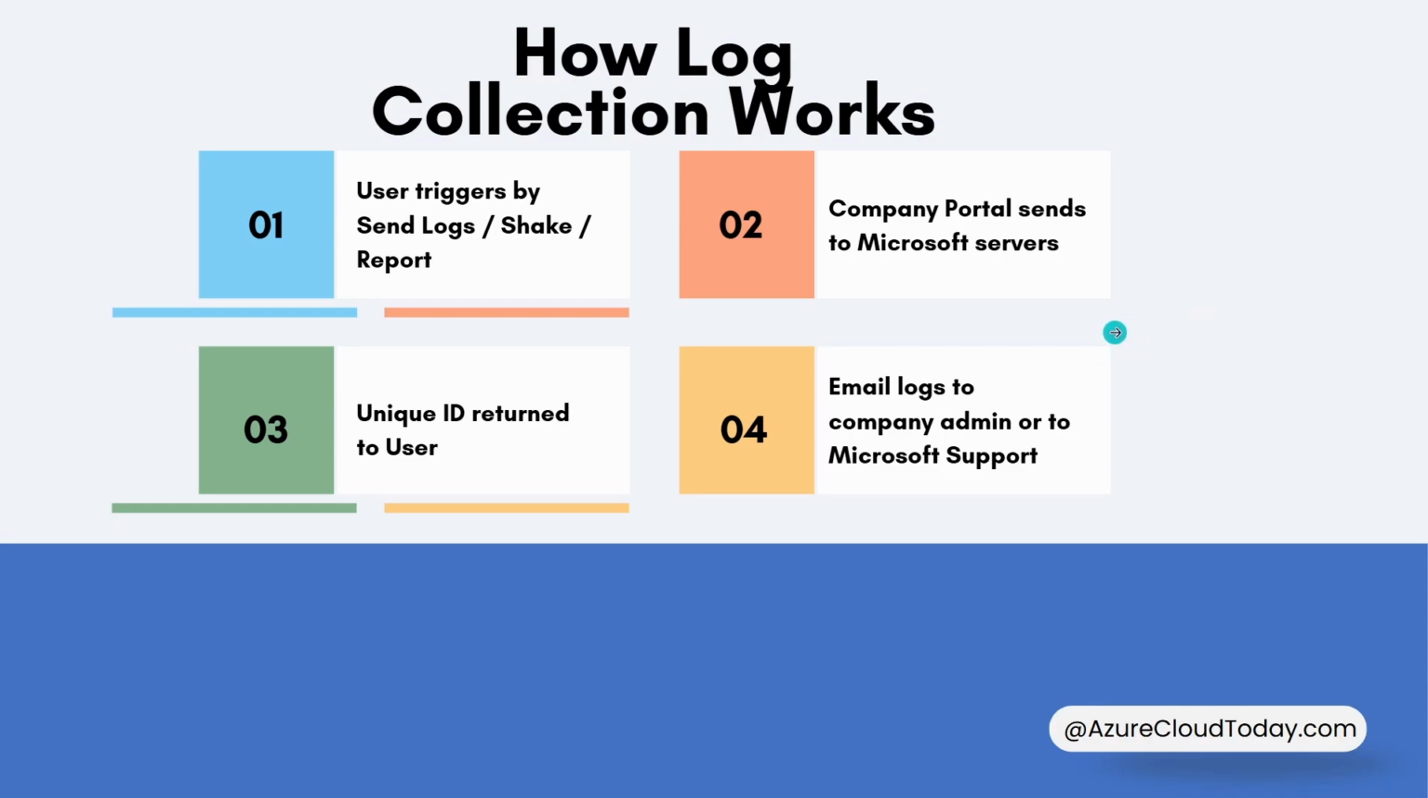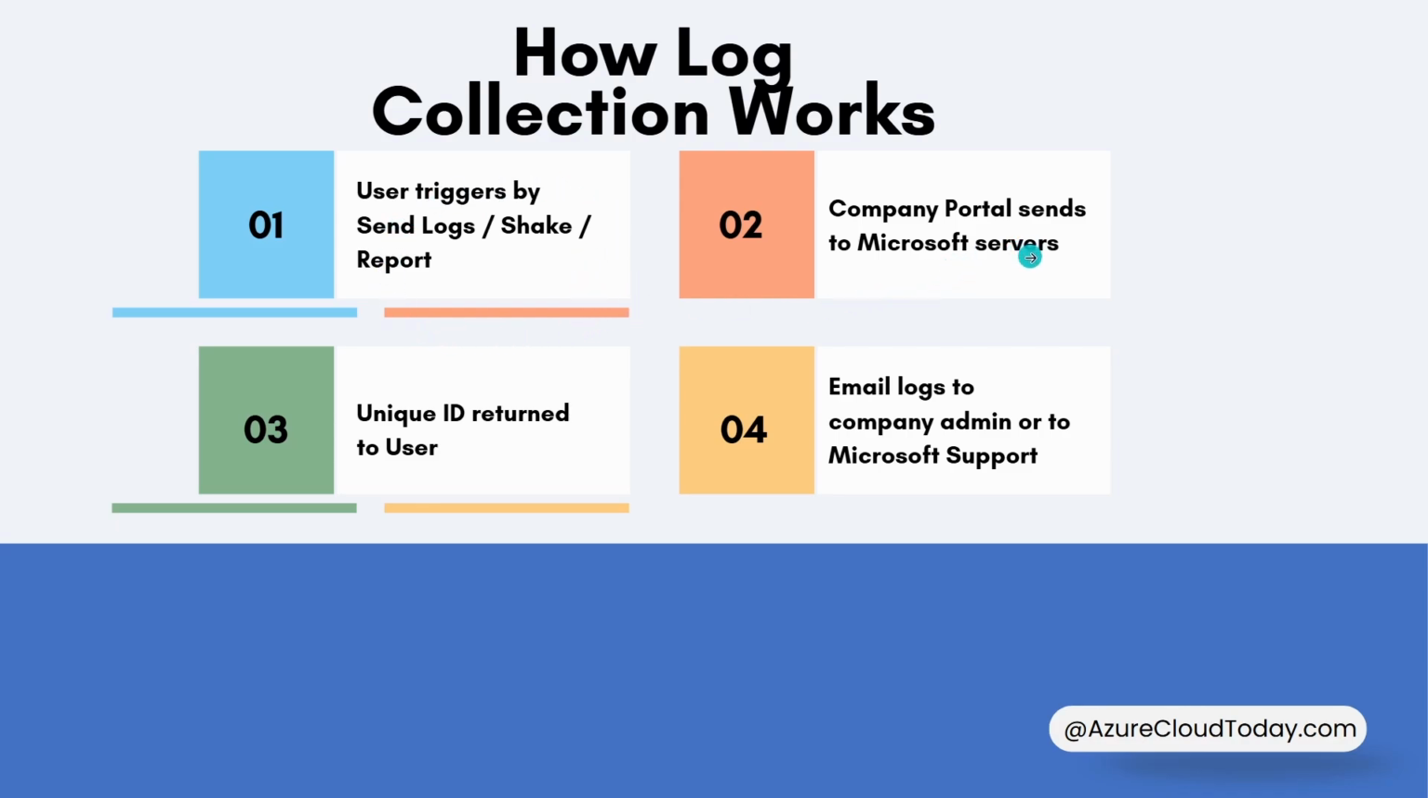Now, let's quickly understand the flow of log collection. Stage 1 is when the user triggers a log collection, and there are three ways to do this on an iPhone, and you can pick whichever is convenient for you when things break.